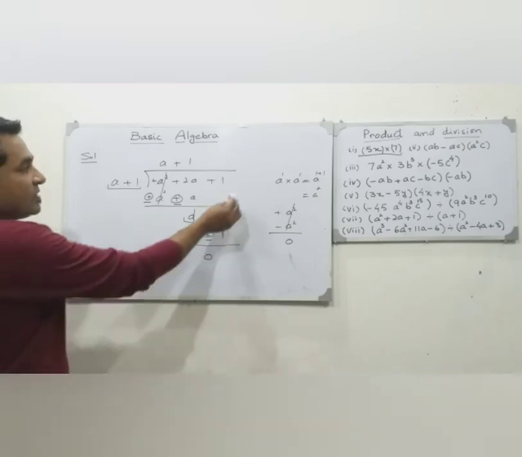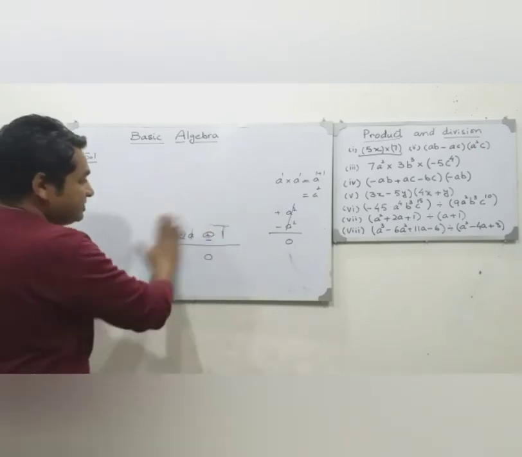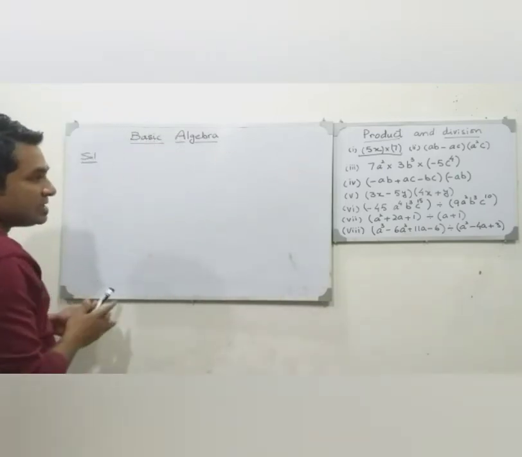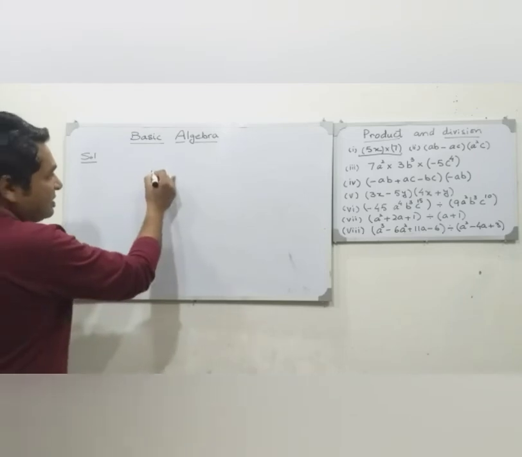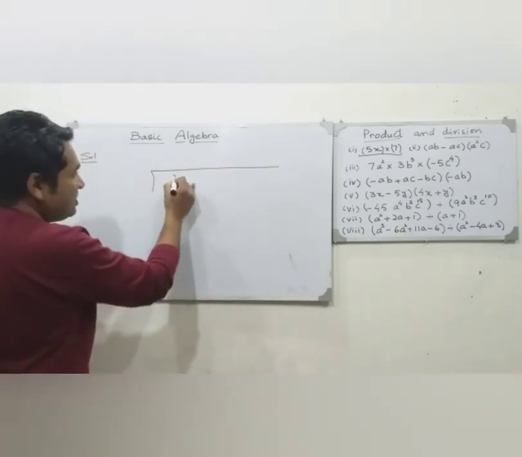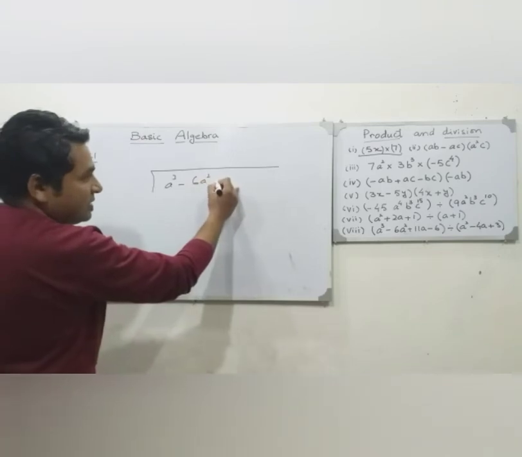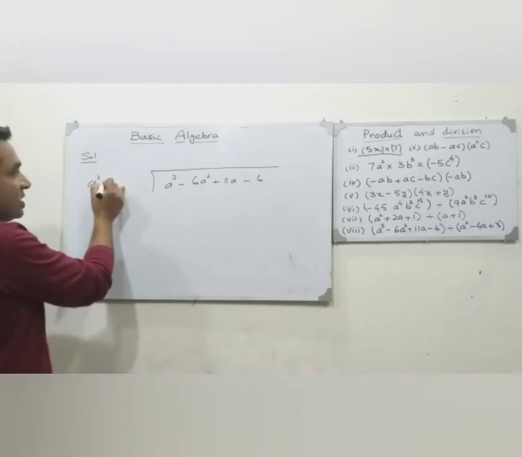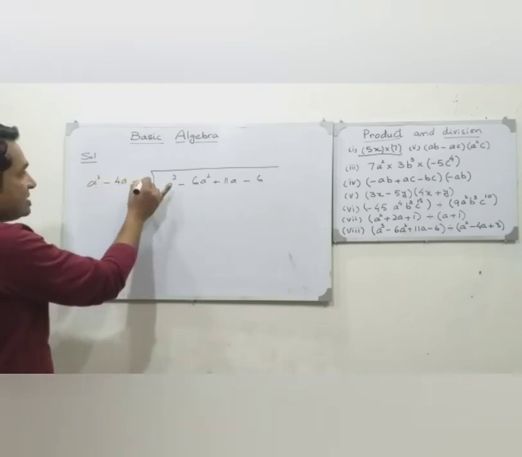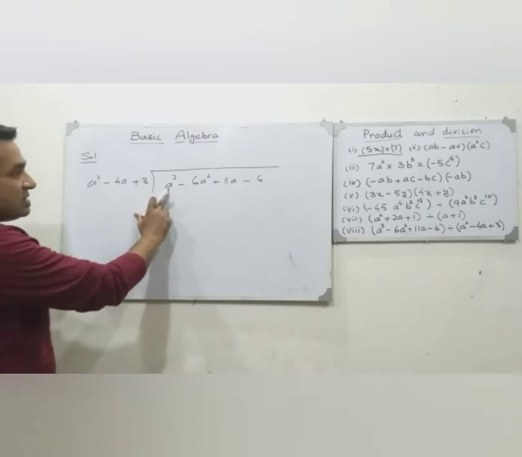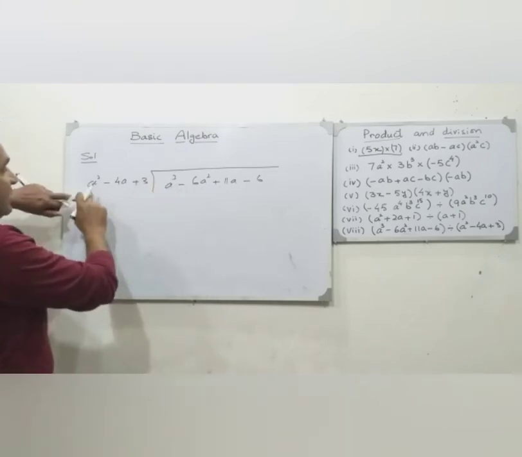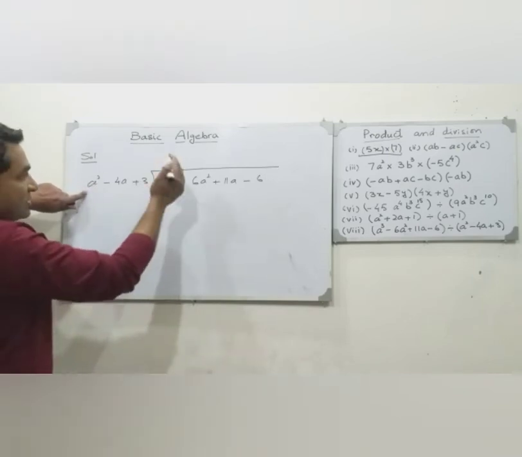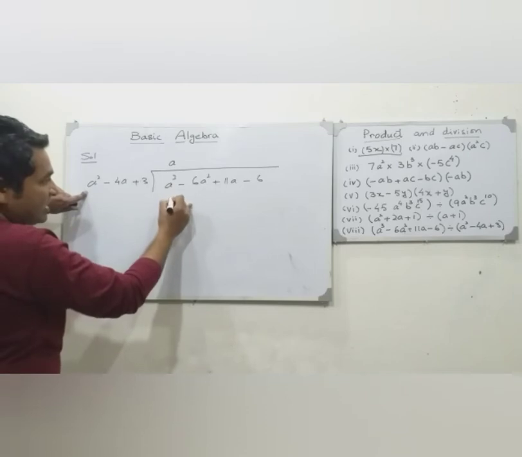Now let's do the last part, which is the 8th part of our lesson, and that is a cubed minus 6a squared plus 11a minus 6, and we are going to divide it by a squared minus 4a plus 3. First of all, you have to just consider the first term. This is a cubed, this is a squared. You have to think by which term we will multiply a squared to get a cubed. So obviously with a, so it will become a cubed.